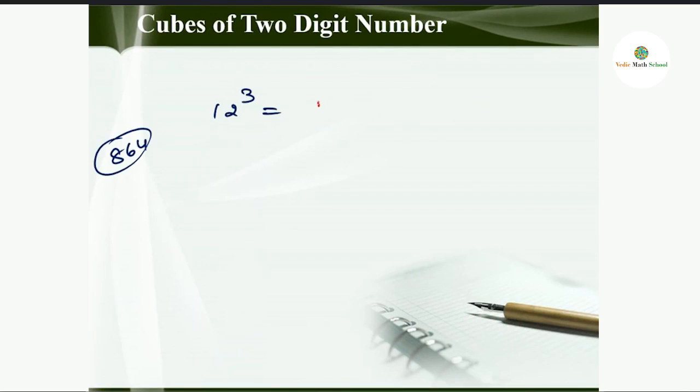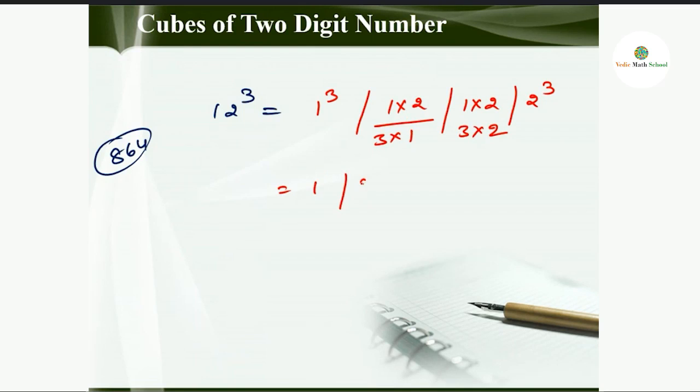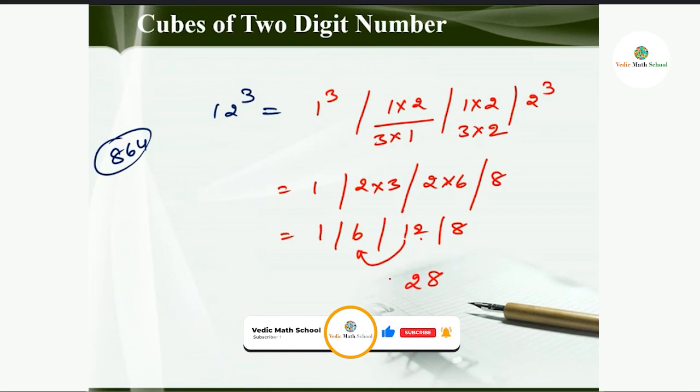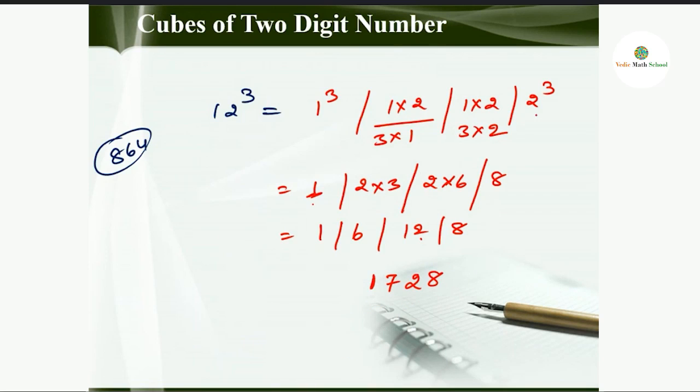So the process is simple. 1 cube, then 1 into 2, then 1 into 2, then 2 cube. Now here I also have to multiply 3 into 1 and 3 into 2. So 1 cube is 1, 1 into 2 is 2, and 3 into 1 is 3. Now 1 into 2 is 2, and 3 into 2 is 6. Now 2 cube is 8. Now 8 is the first part answer, 2 is the second part answer, 1 is going to add here, so this will become 7, and 1 is there. So answer is 1728.